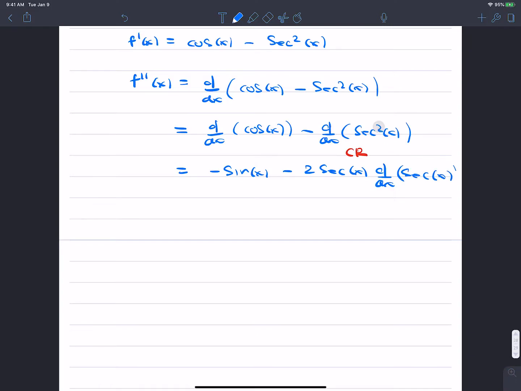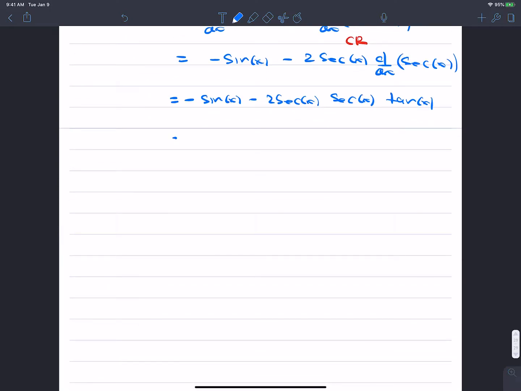Times the derivative of secant, is that right? Which is minus sine minus 2. What's the derivative of secant? Secant tangent. So minus sine minus 2 secant squared tangent. That's your second derivative, although what I did here was I wrote tangent as what?